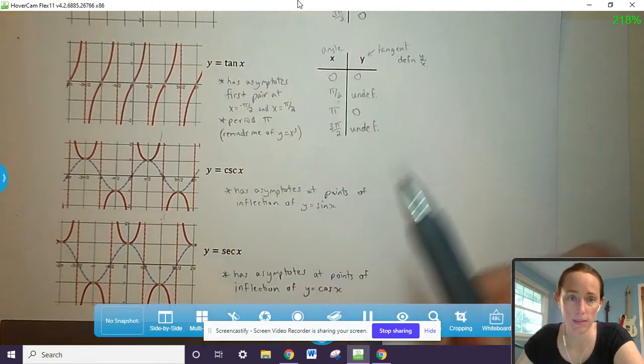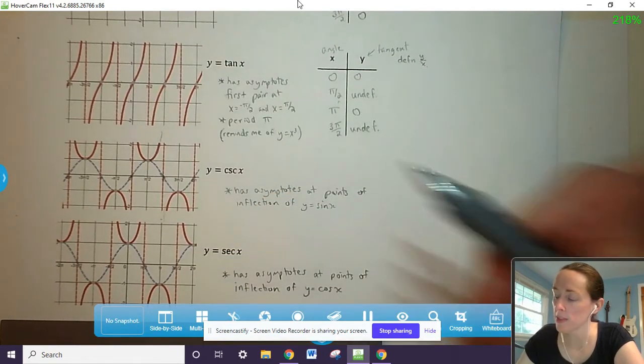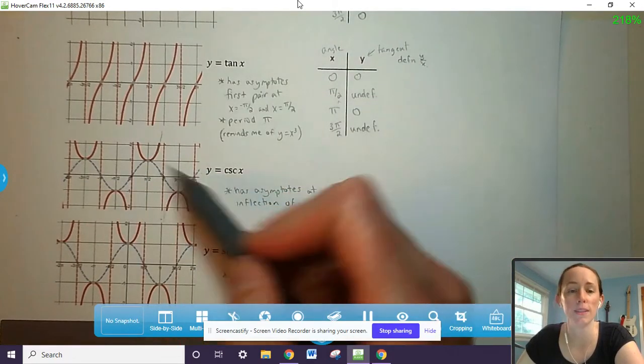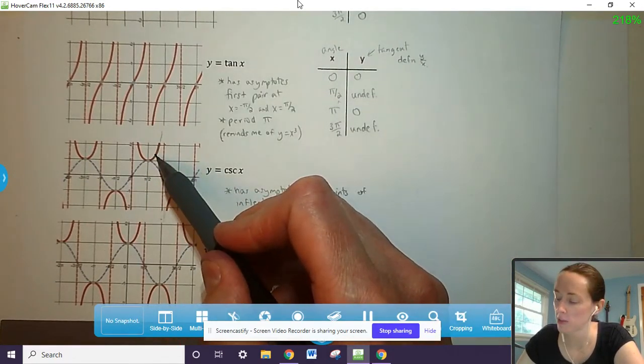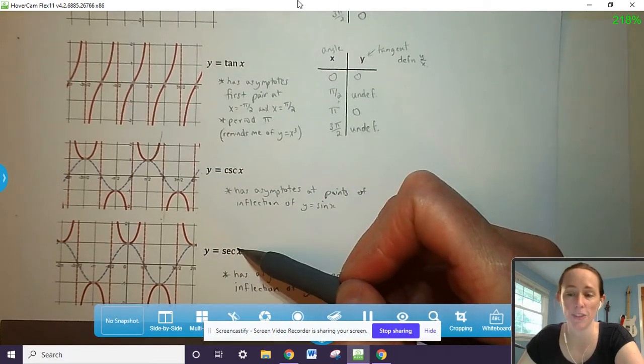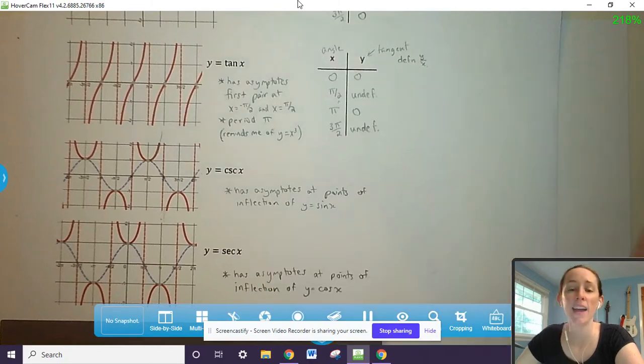Likewise for secant. Other things to remember, since sine is odd, the blue graph here is sine. Its reciprocal cosecant is odd. And since cosine is even, the blue graph here is cosine. Its reciprocal secant is also even. And last one here is cotangent.